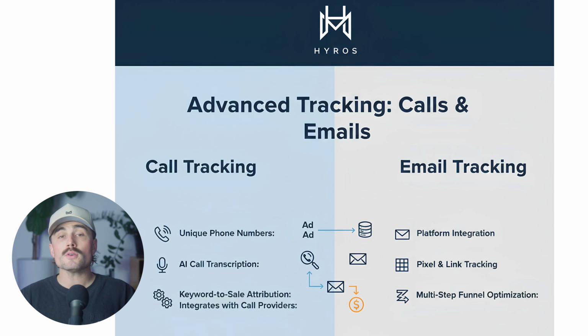Email tracking. Hyros also tracks emails. If you send newsletters or automated sequences, you can connect your email marketing platform, such as MailChimp, Klaviyo, or ConvertKit, to Hyros. The integration adds tracking pixels and links to your email so that when someone clicks, Hyros records the event. It then connects the click back to the broader customer journey. This is particularly useful for multi-step funnels. You'll see whether a welcome email or a follow-up sequence drives conversions and can adjust accordingly.